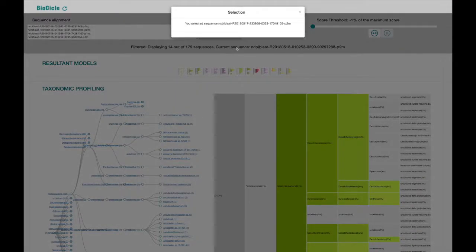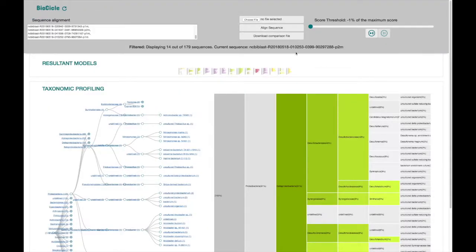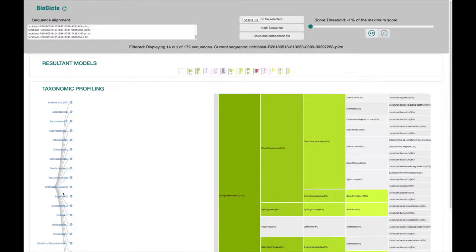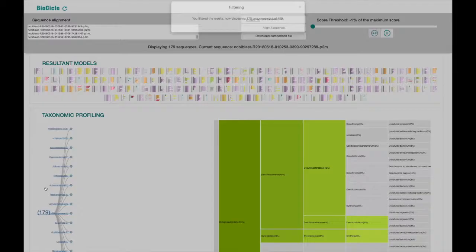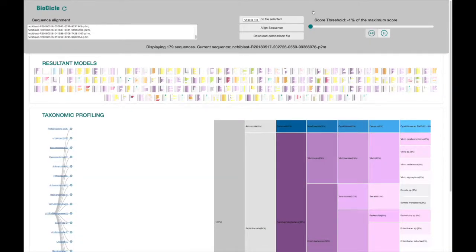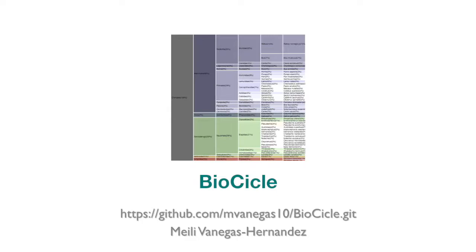As a result, with this simple process, it is possible to conclude that out of this dataset of 179 sequences, a considerable amount of results have significant scores with organisms belonging to the order Gamma proteobacteria. Also, some of them have similarities with organisms belonging to Alpha proteobacteria and Delta proteobacteria. BioCicle is a tool that aims to support bioinformaticians in taxonomic report analysis using straightforward visualizations.